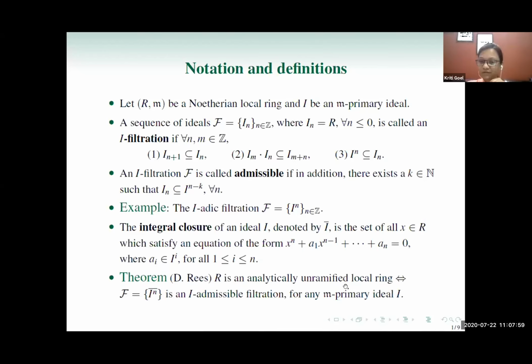This characterization was given by David Rees. Let me recall here, by analytically unramified, we mean that the M-adic completion of the ring is reduced. What he proved was the following: a ring is an analytically unramified local ring if and only if the collection of I to the n bar is an I-admissible filtration, and this is true for any M-primary ideal I.